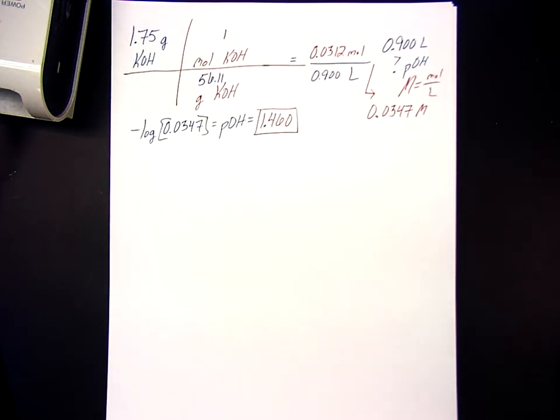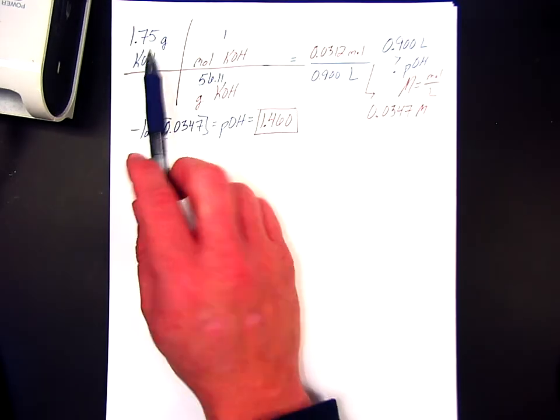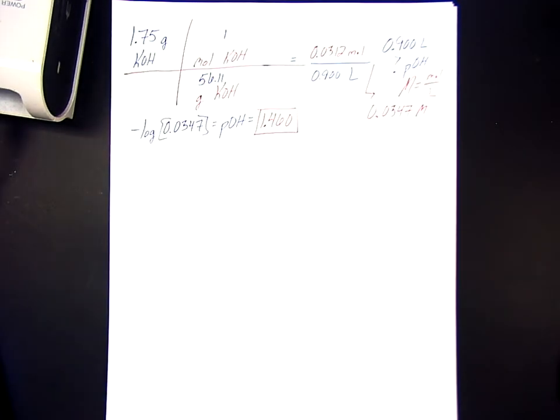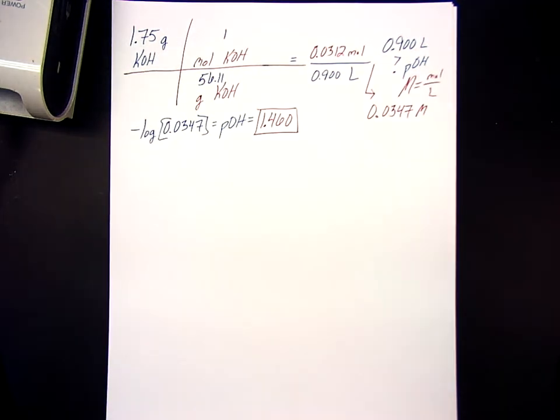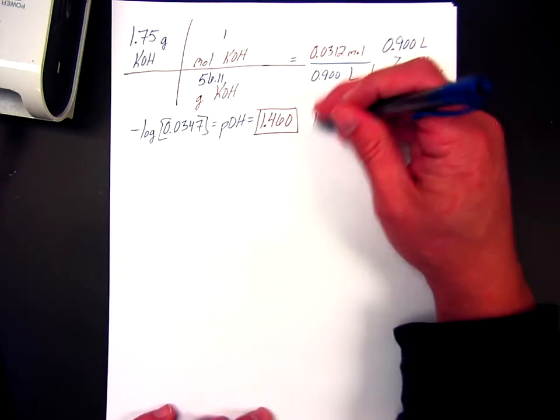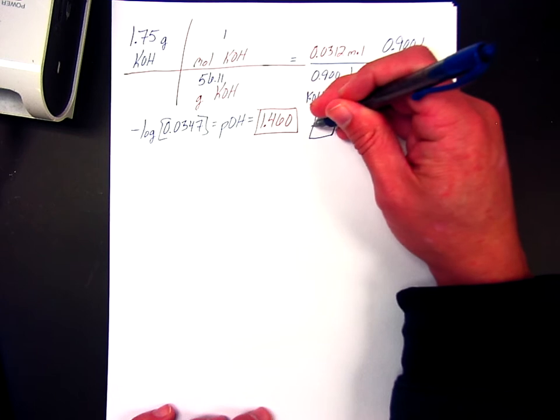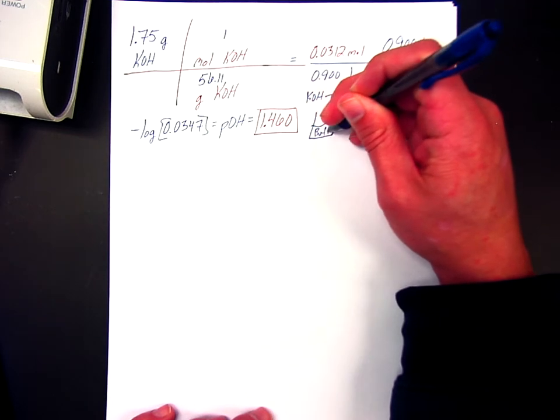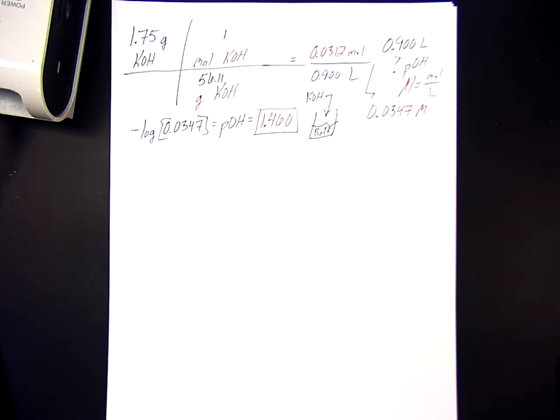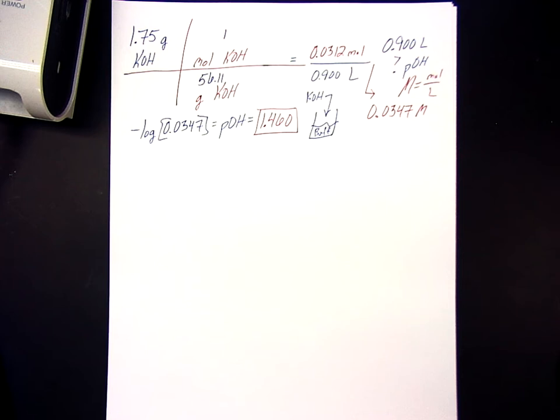Then it says, all right, well, you had the 1.75 grams of KOH. It wants to know what if we are going to add that to a buffered solution. So we are going to take this KOH sample and we are going to add it to a solution that is already buffered with ammonia and ammonium, so a weak base and its conjugate acid.